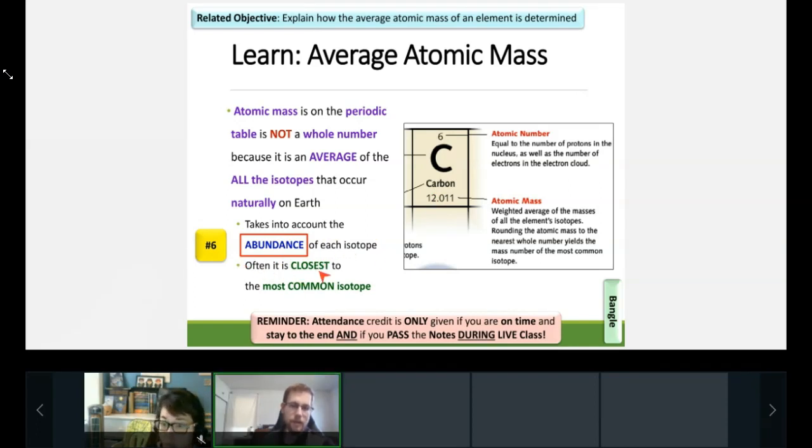Often the closest or most common isotope is the one that most resembles the average number next to the element. So the type of isotope that is most abundant for carbon is going to be the closest whole number to 12.011, which would be 12.